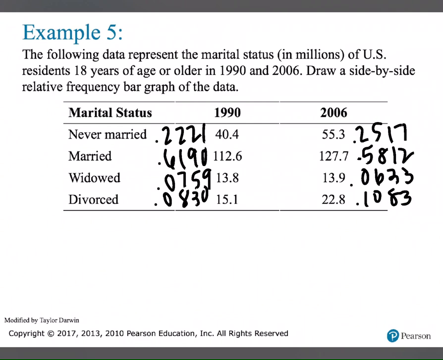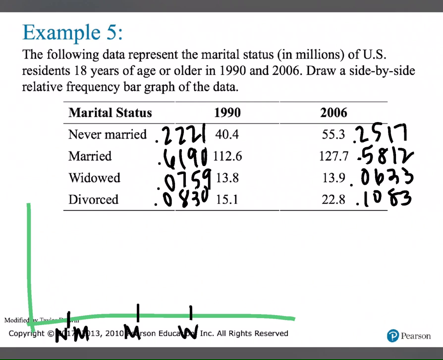that I have. So we're going to put the status, which I'm sorry if that's going to be hard to see. I'm going to put NW for never married, married, widowed, divorced. And then the frequency is going to go, I'm going to draw a little arrow because I don't have enough room. Relative frequency is going to go vertically. And the highest I see is 0.6190. So that's kind of what I'm going to use to see how high I'm going to go. And I'm going to count by 0.1.